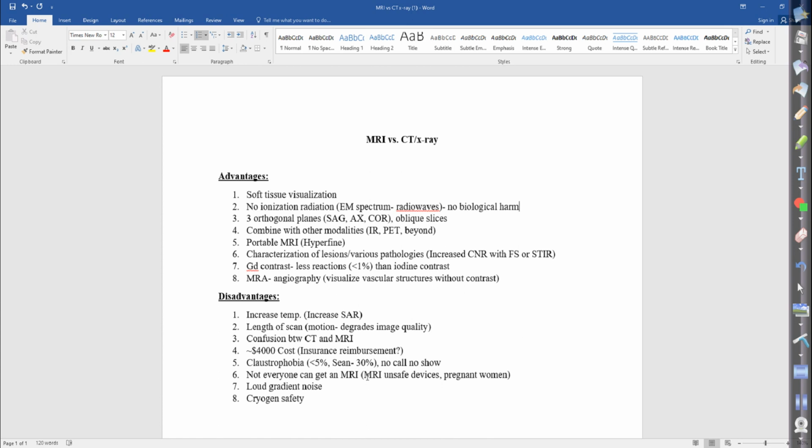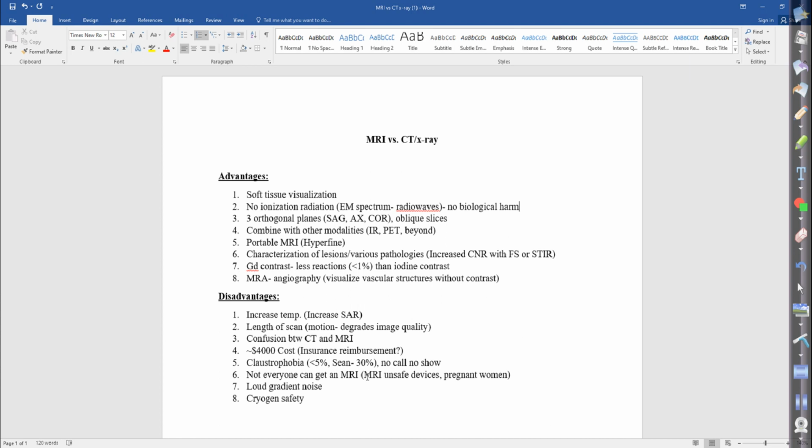The length of the scan. We know that most pulse sequences are in the range of 3 to 5 minutes. But if you add up all the pulse sequences that we have, your scan time can be around 30 to 45 minutes. So if the patient happens to move, once again, we get a decrease in our image quality. So motion is very detrimental to image quality.